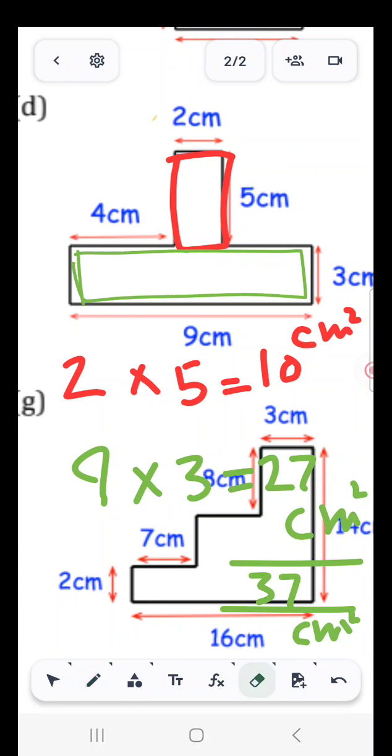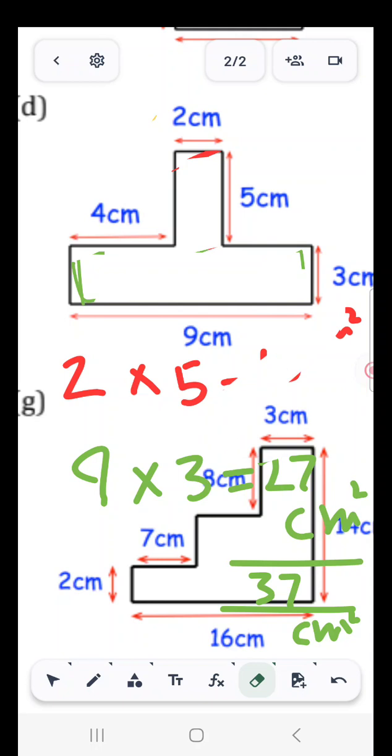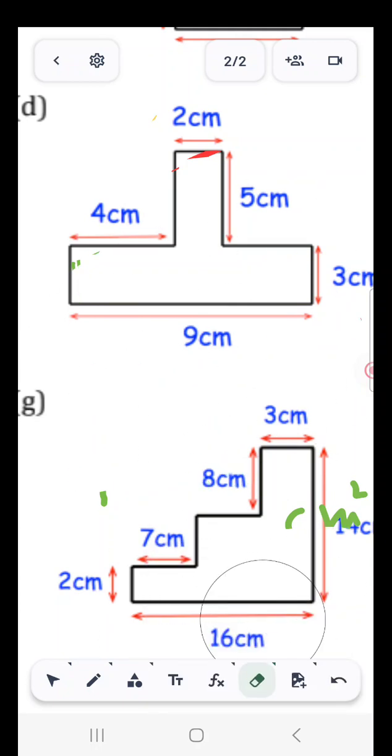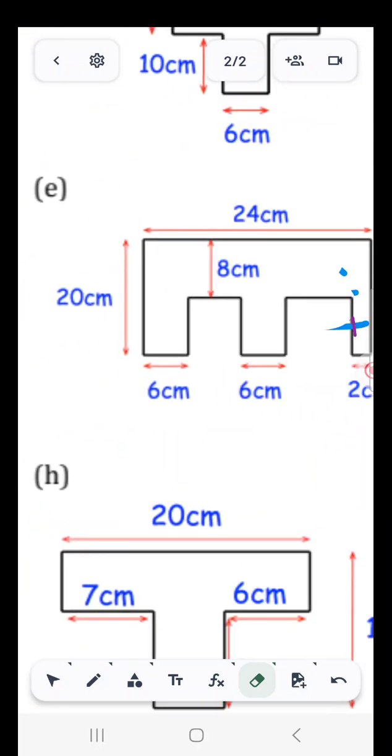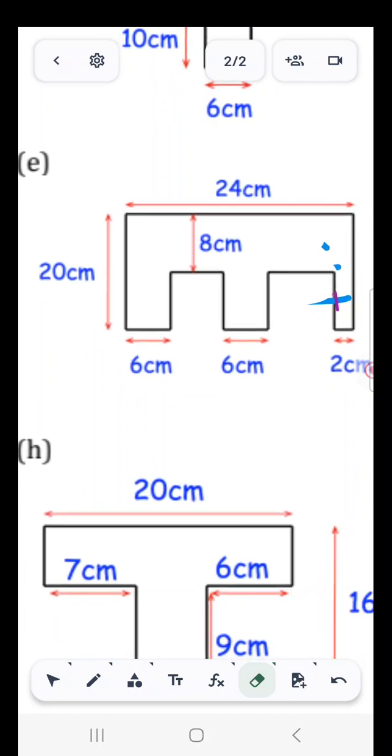Okay, let me rub them out. Okay, now I will be moving to the E part. Okay, student, if you want to take the full advantage of the lesson, you should also stop the video here and you can draw this shape by yourself so that you could take the full advantage of this video.